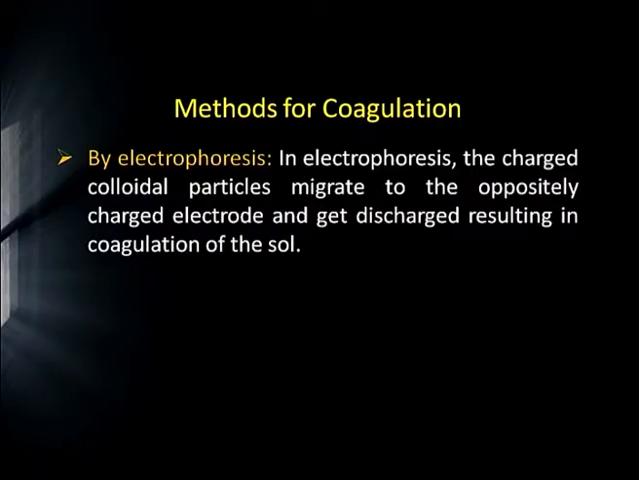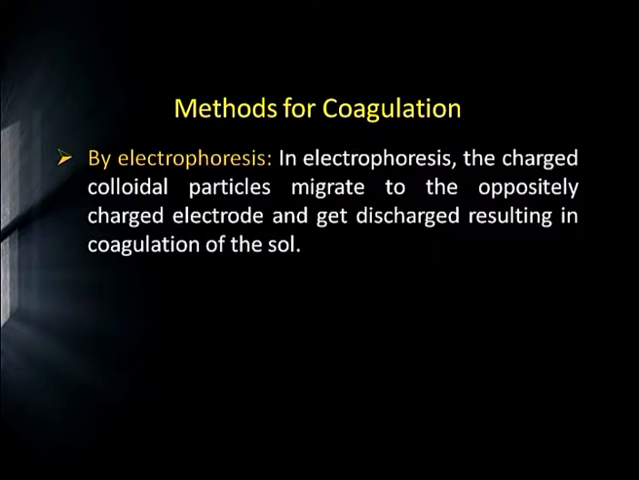How to bring about coagulation? One method we have already talked about and mentioned also, persistent dialysis, but the most commonly used method for causing coagulation of a colloidal solution is the addition of an electrolyte. However, the coagulation of a colloidal dispersion can also be achieved by any of the following methods that we can look at. One is by electrophoresis.